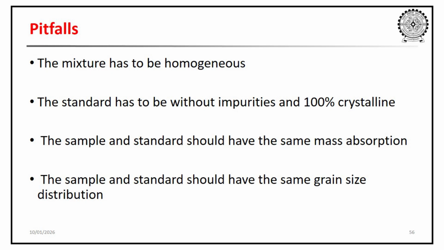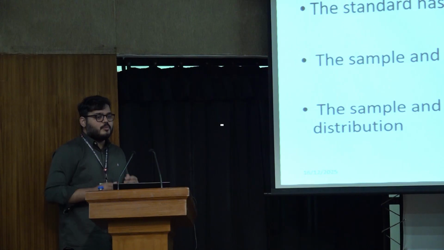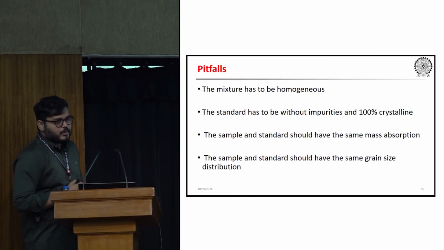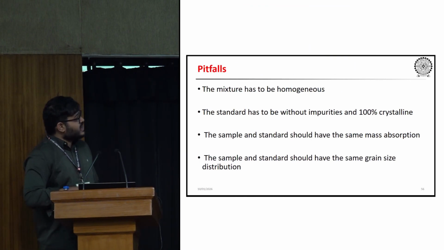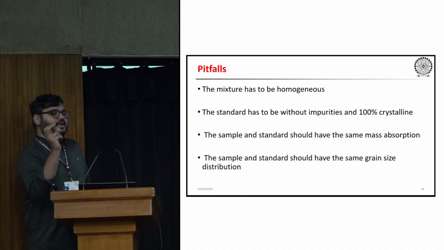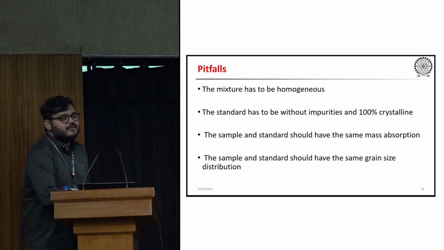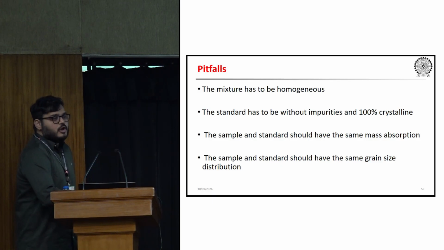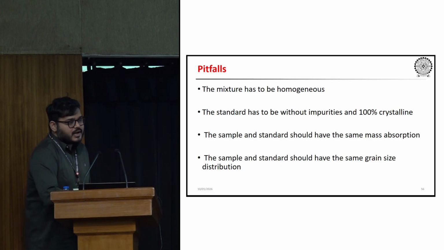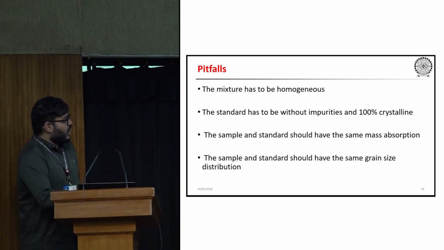First thing is you will have to ensure that your mix is very homogeneous, right? You will have to take the two powders and grind them in isopropanol so that the mix is homogeneous. The standard has to be a material of very high purity, because we are using that amount to calculate the amorphous content. So it should be 100% crystalline. Typically we use zincite, ZnO, corundum, Al2O3, or rutile as very common internal standards.